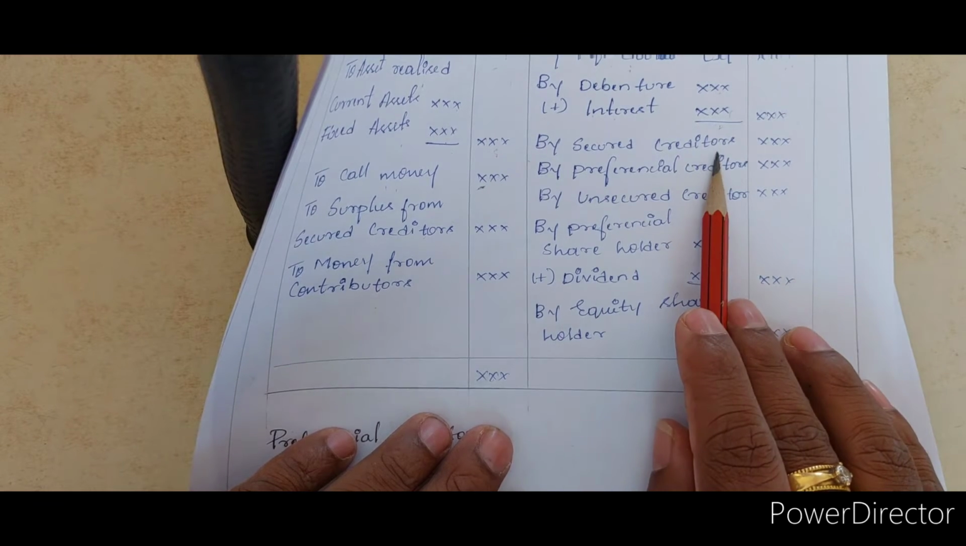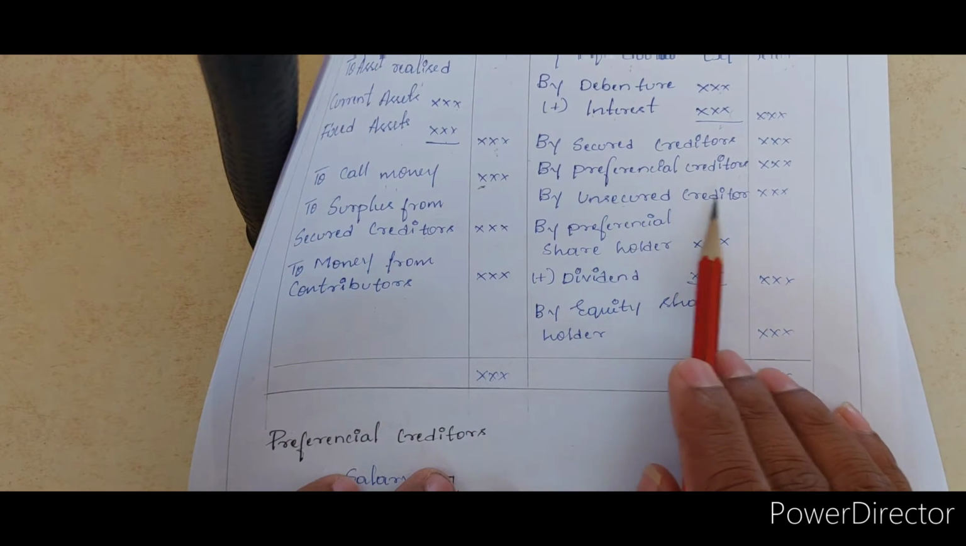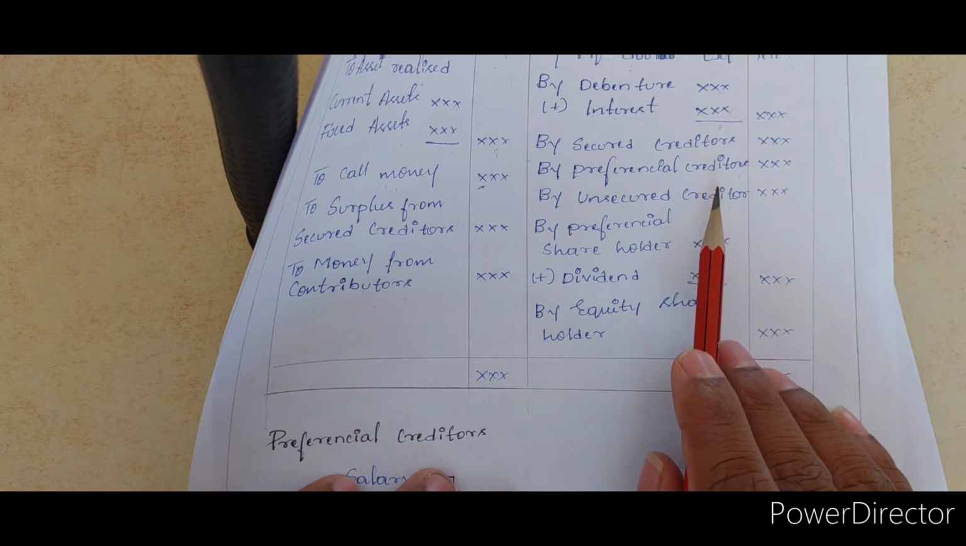Next, secured creditors, preferential creditors and unsecured creditors. Dear students, this is what you need to keep in your mind.